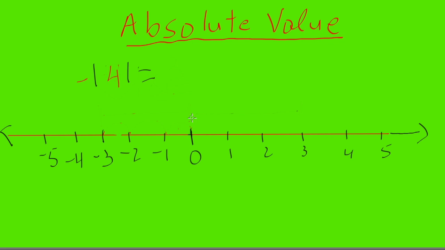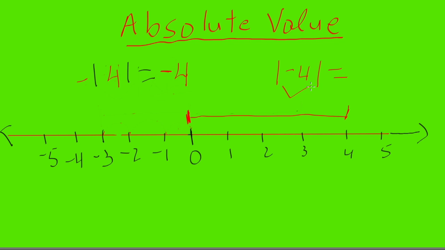So the absolute value of 4 is the distance from 0 to 4. So that's 4. Now, remember, this is the same as 4 times the negative sign. So now you carry the negative sign. Okay? So this is different from if you were asked to find the absolute value of -4.